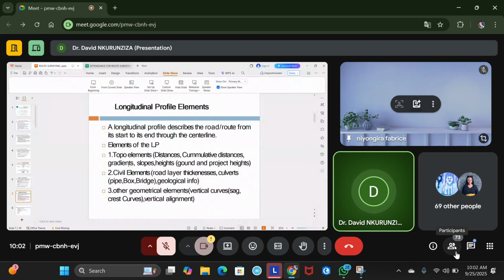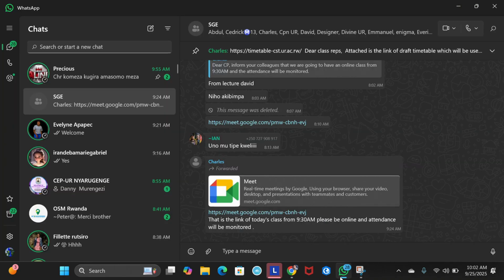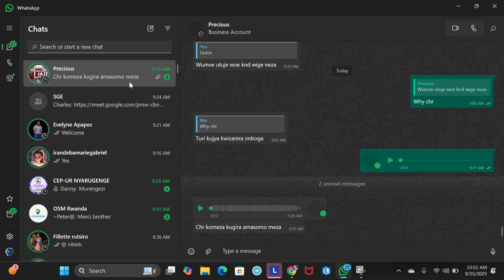This one includes, for example, the road layer, the thicknesses of layers, the pipe culverts, the bridges, the geological information. Those are the civil elements. Then we have also the other elements like curves, vertical curves. When you say a crest, you're going up. When you say sag, you're going down. So these are the key elements of the longitudinal profile.